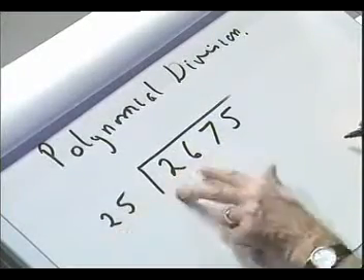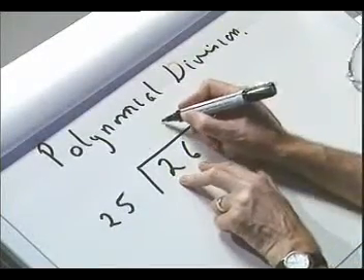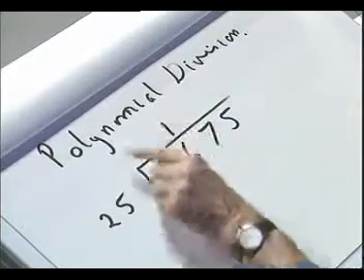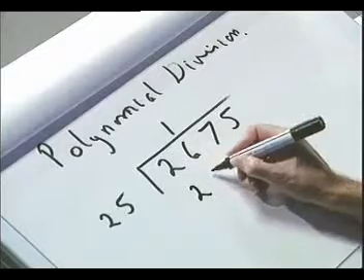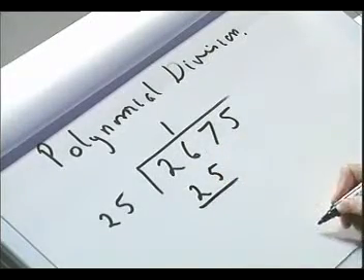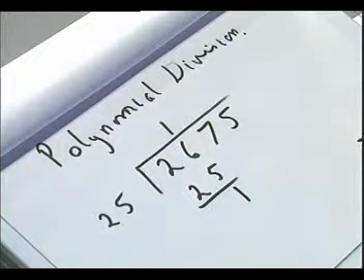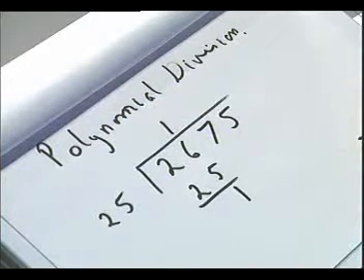What I would have to do is look at 25 into 2. No way. 25 into 26. It goes once. And I'd write the 1 there. I'd multiply the 1 by the 25 and subtract and have 1 left. Hope you remember doing that. You were probably taught how to do that at primary school or the beginnings of secondary school.